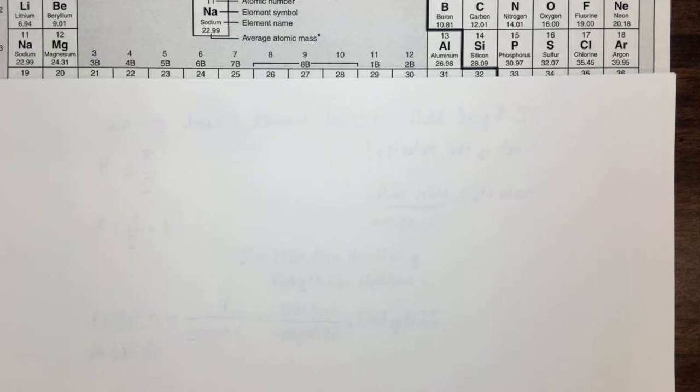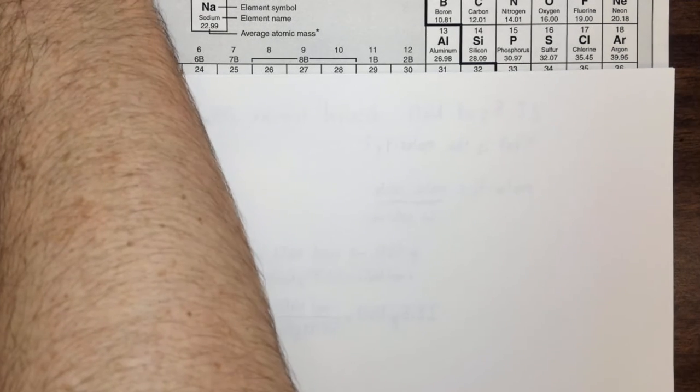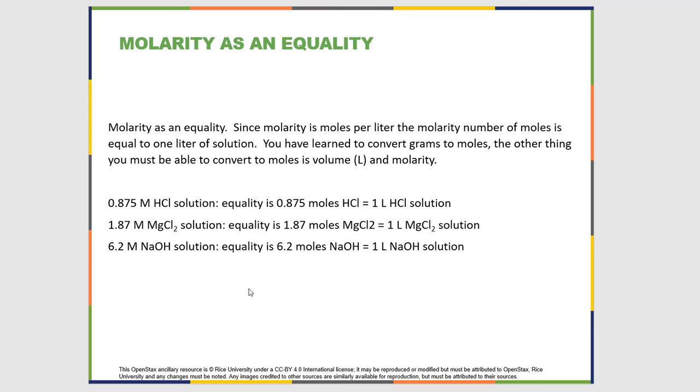There are others, and you'll actually learn some others, but up until this portion of the course, and for the first part of this class, including the first exams, you're only going to have two things that you're going to be able to convert to moles. And those are grams, using a molar mass and a periodic table, and molarity, using a volume and a molarity, you can find moles. So here what I want to look at is, how do you use molarity as an equality?